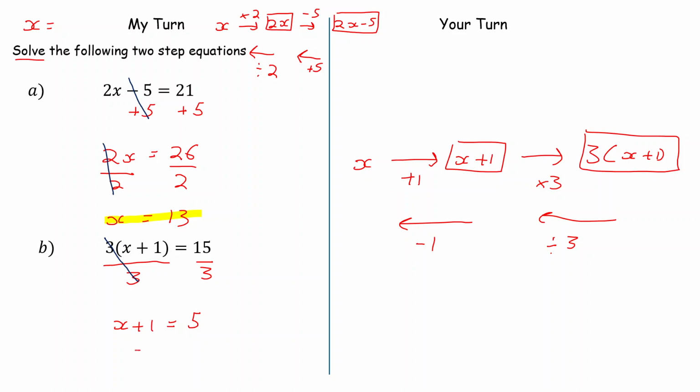So I now go and take away 1. Again, unbalanced. Other side, take away 1. What's going to happen here? These cancel. So I'm left over now with x, which is good. X being equal to 5 take away 1, which is equal to 4.